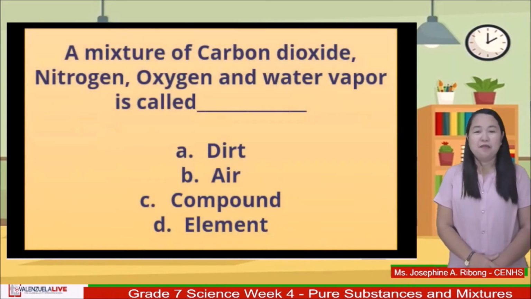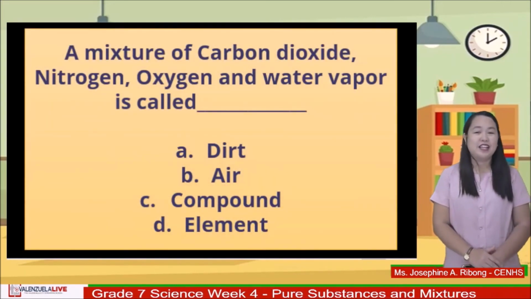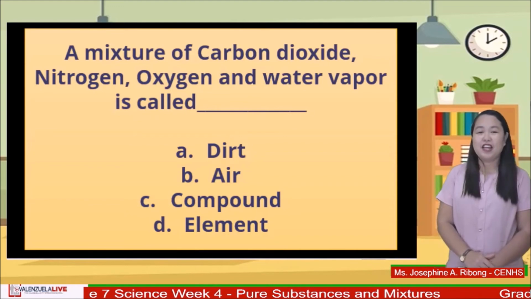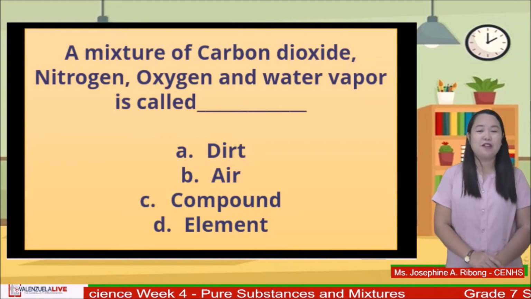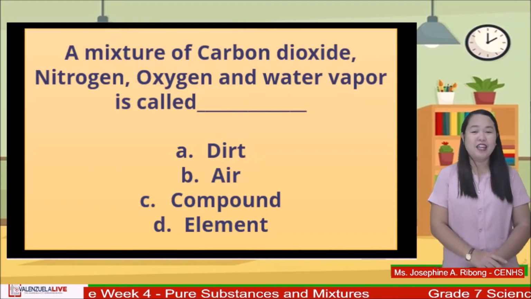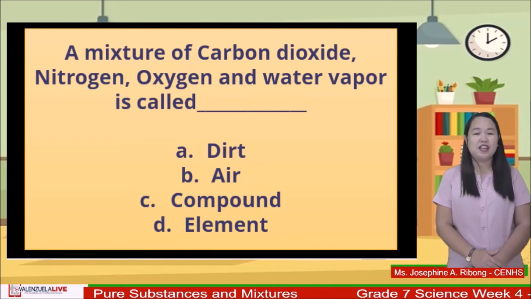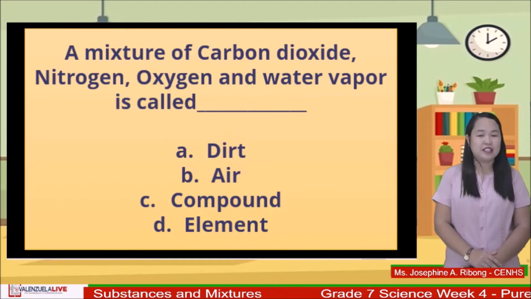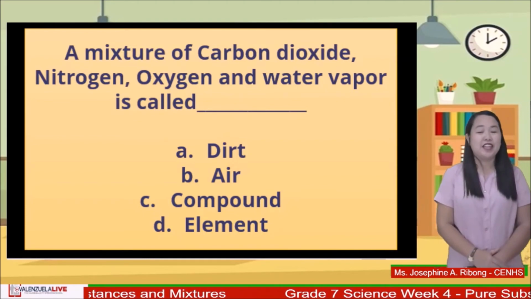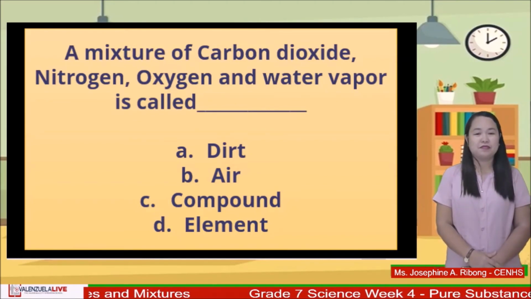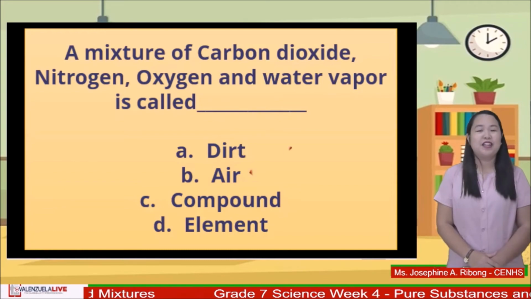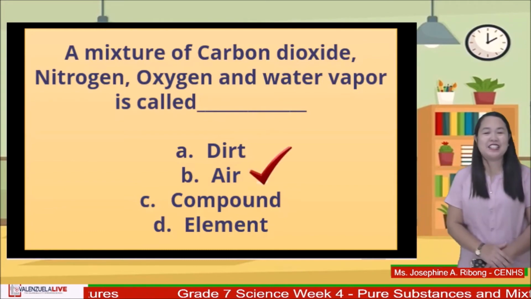Next, a mixture of carbon dioxide, nitrogen, oxygen, and water vapor is called blank. Is it A. Dirt, B. Air, C. Compound, or D. Element? The answer is letter B. Great job, grade 7 learners.